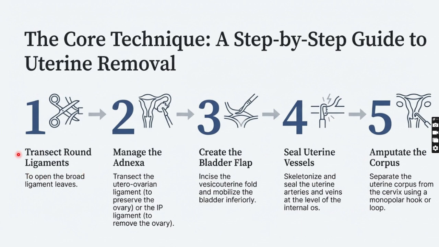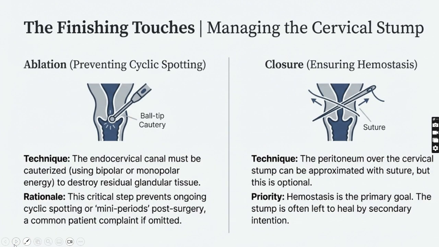Let's go through the main steps for the laparoscopic subtotal hysterectomy procedure. We start by transecting the round ligaments, followed by transecting the utero-ovarian ligament and creating the bladder flap, sealing the uterine vessels, and finally we amputate the corpus. We can manage the cervical stump by two techniques. First, ablation to prevent cyclic spotting. Second, closure to ensure hemostasis.